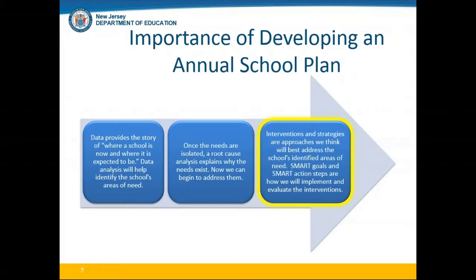In this module, we will focus on how to create a meaningful annual plan. As shown by our flowchart, in this third module of our series, we will discuss how to develop well-crafted SMART goals that align with strategies and interventions, which are supported by SMART action steps. Interventions and strategies are approaches, we think, will best address the school's identified areas of need. SMART goals and SMART action steps are how we will implement and evaluate those interventions. A well-conceived plan to which adults in the school adhere is the best way to meaningfully change student experiences and outcomes.